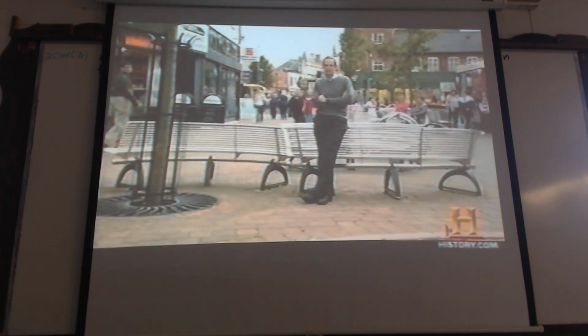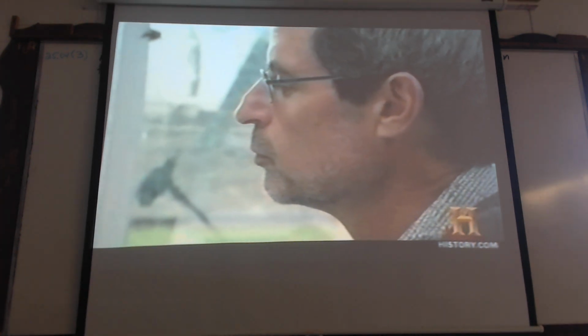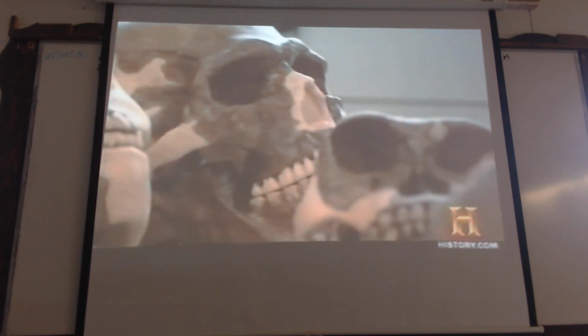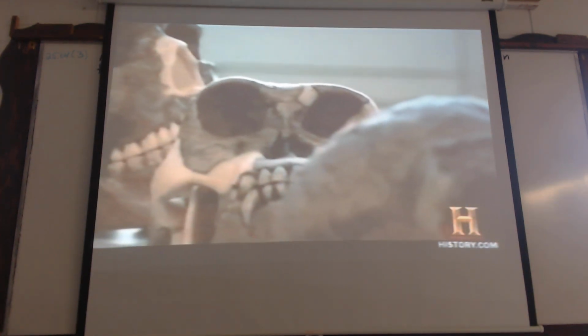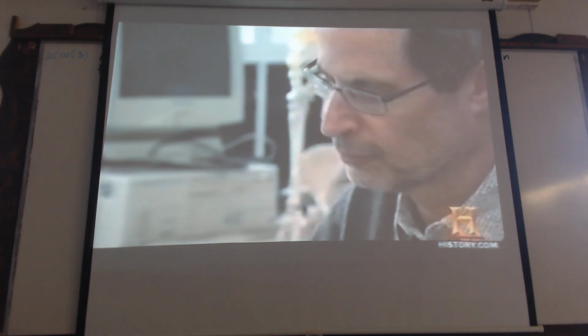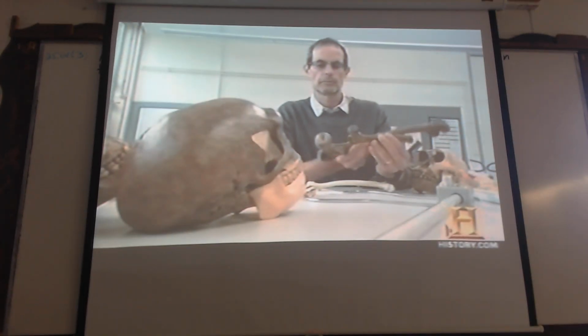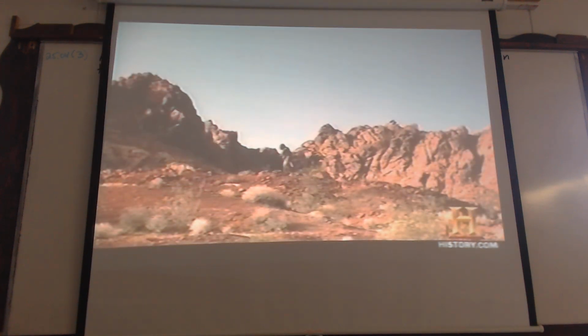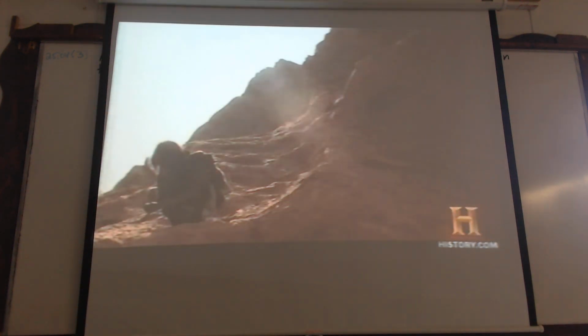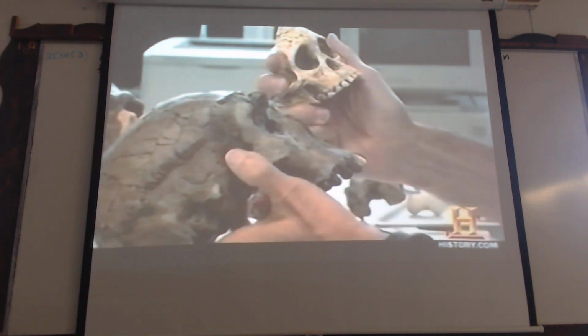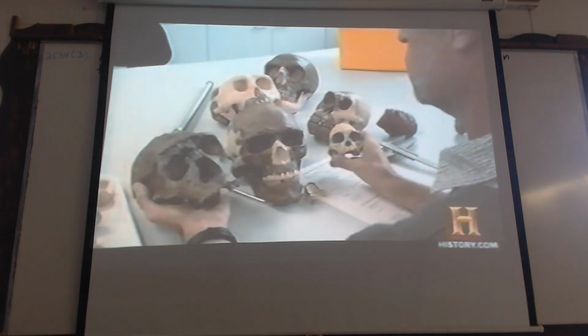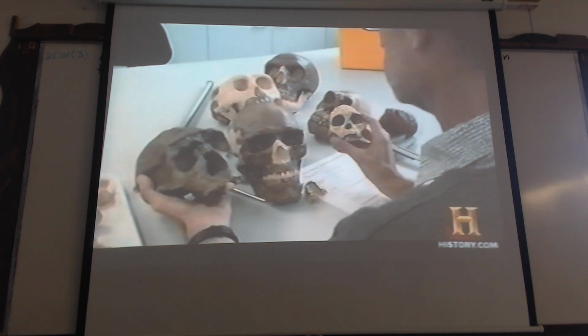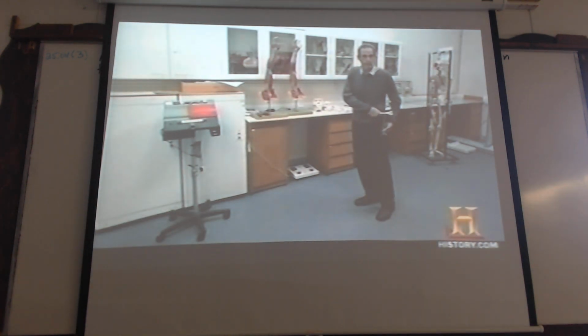Biological anthropologist Barry Bogin has been unraveling the mystery of human growth at the University of Loughborough in England for over 20 years, starting with the earliest known human ancestors. What I have in my hand here is a cast of the femur or thigh bone of Lucy, the famous Australopithecus afarensis. Lucy and her kind were quite short, shorter than modern-day pygmies, under even 4 foot 8 inches tall for the men. You can see that this femur would fit in just about here.